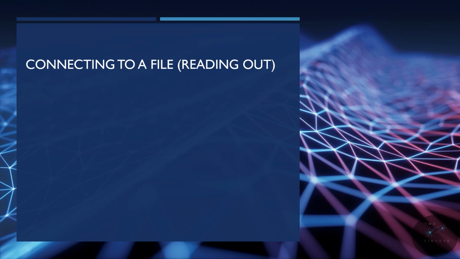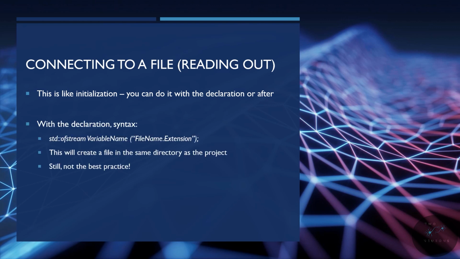And again, we need to do the same when we want to write information out, when we want to stream out. And just like before, this is similar to initialization. We can either do it with or after the declaration. The only difference is that with the declaration, we're going to do ofstream, variable name, file name.extension, also in quotes. This will create a file in the same directory as the project.